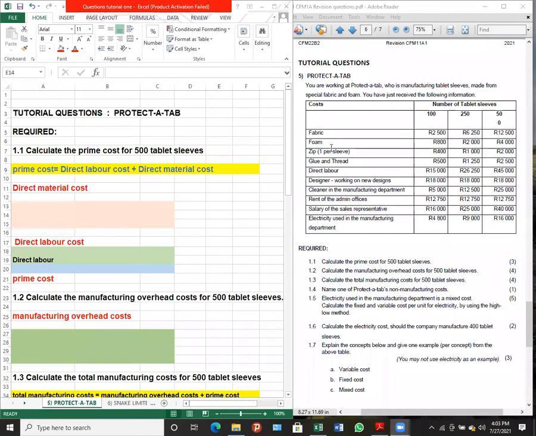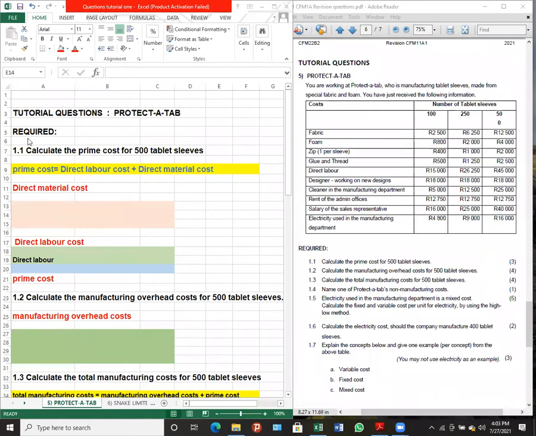We have been given information from Pretect Tab, which is our company name. You are working at Pretect Tab, who manufacture table sleeves made from a special fabric and foam. You have just received the following information.